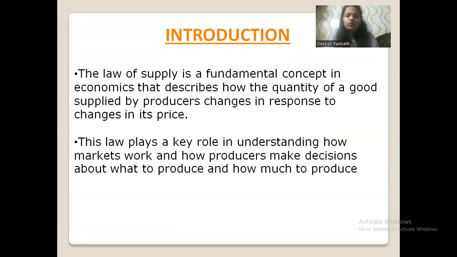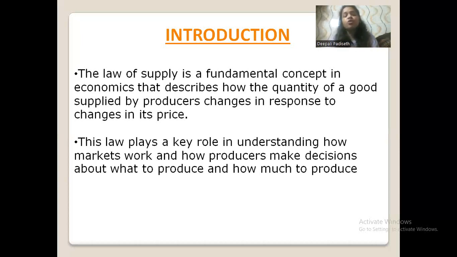Now, the law of supply is a fundamental concept in economics that describes how the quantity of a good supplied by producers changes in response to changes in its price. So if the prices of goods increase, then of course the quantity of goods supplied will also increase.